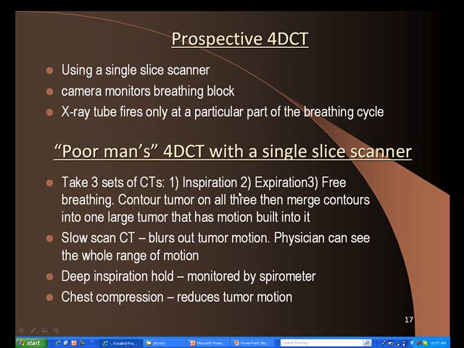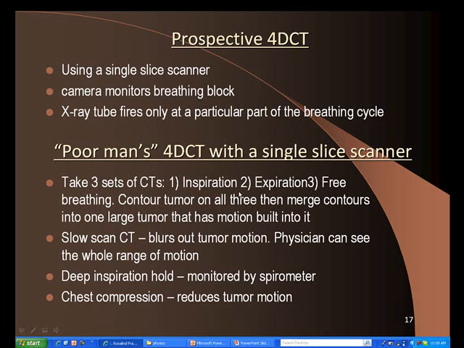Chest compression. This is another method. In chest compression, there's a belt that you put around the patient during CT scan, and it's really a bladder, and you can pump it up with air, and you pump it up until the patient is sort of uncomfortable, and that restricts breathing motion. Okay? So you use that, you do the CT scan, and then you treat with that too. So that restricts breathing motion. Okay? So those are all the options that we have for breath management, guys.